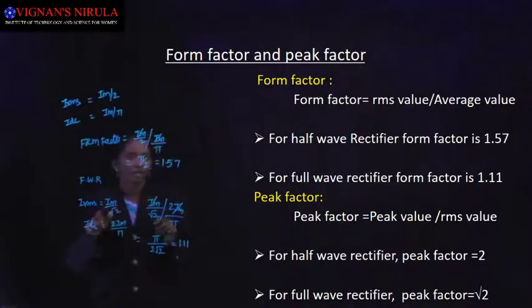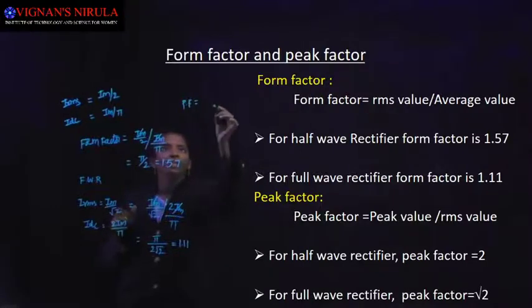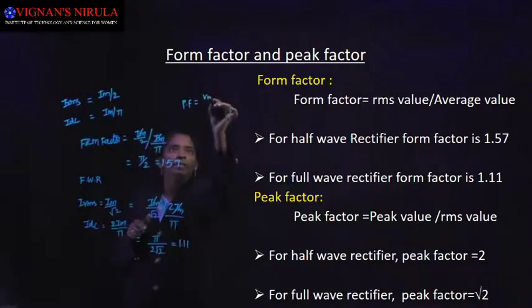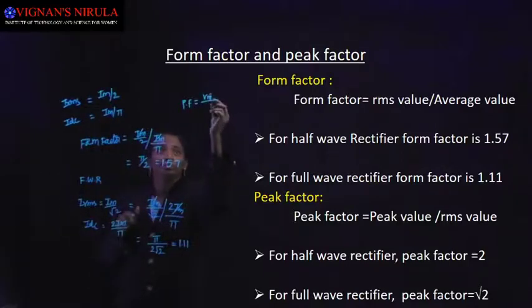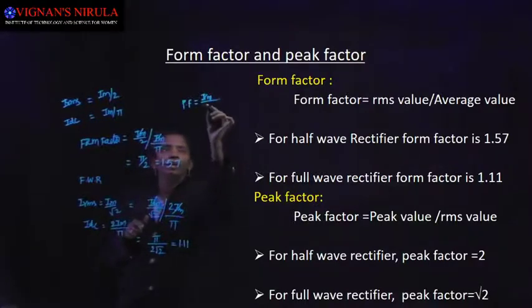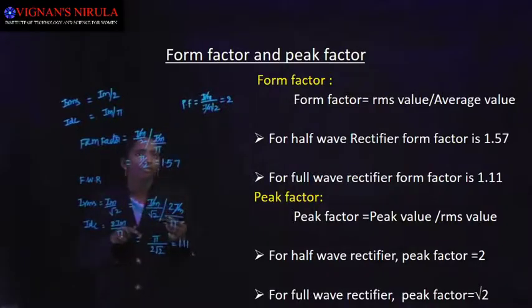From the calculations, we get the peak factor. For the half wave rectifier, it is the peak value Im divided by the RMS value, Im by 2. Here I am considering current. Im gets cancelled and we have a peak factor of 2 for the half wave rectifier.